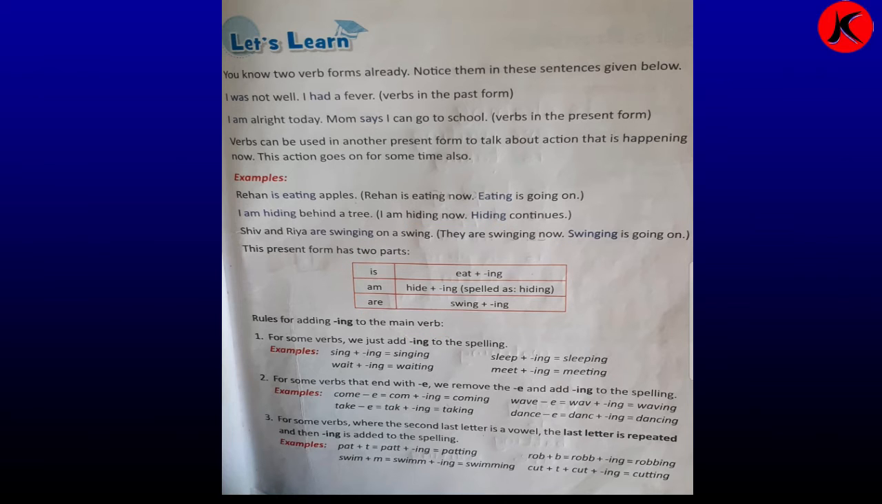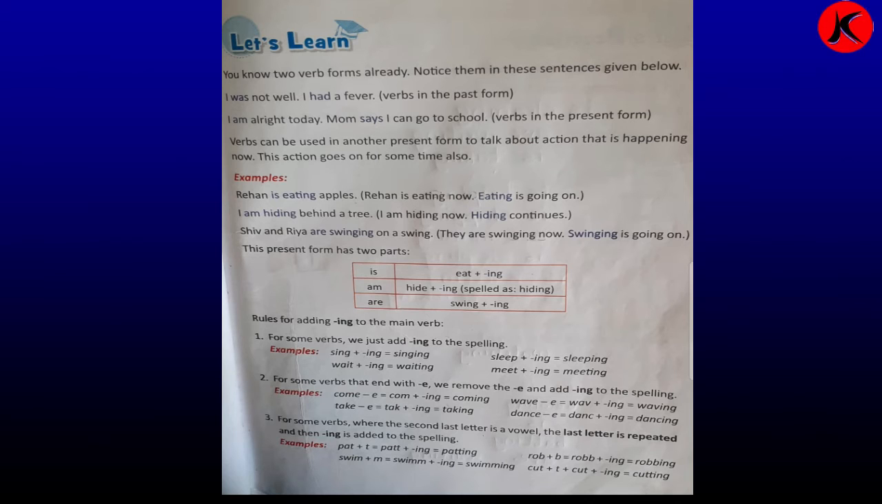Rules for adding ING to the main verb. Main verb को आप कैसे ऐड करोगे? For some verbs we just add ING to the spelling. See, you can see over here, sing plus ING, singing. Same, just we have to add ING with sing, wait, sleep, meet. We had done this in previous session.